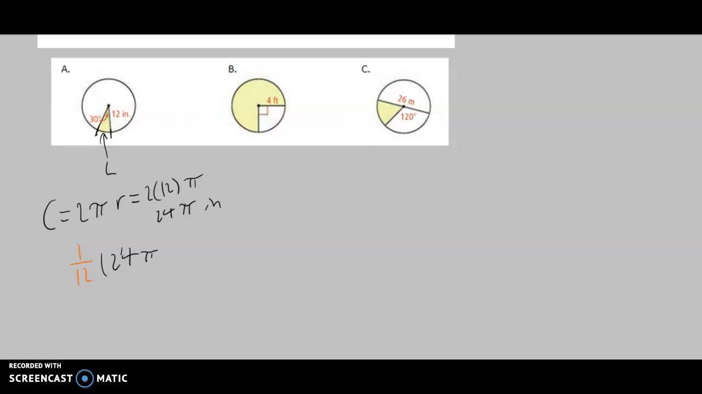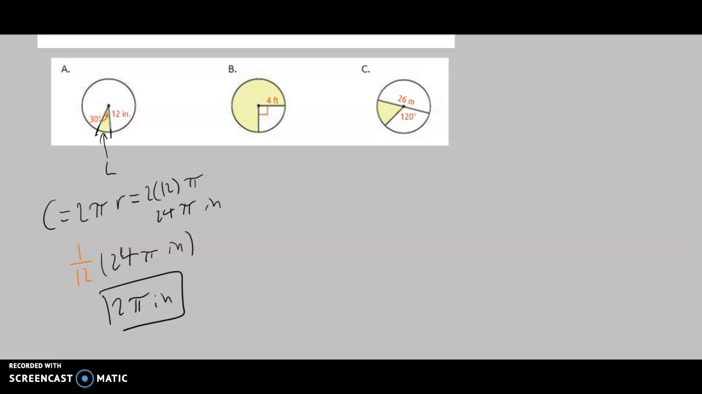I always like to have my units on there. So 1/12 of 24. 24 divided by 12 is 2. So this is going to leave me with 2 pi inches. Now this is not inches squared because now we're looking at a distance, not an area. So 2 pi inches is how far I would travel from this point to this point right here.